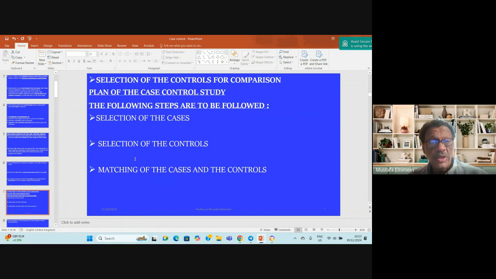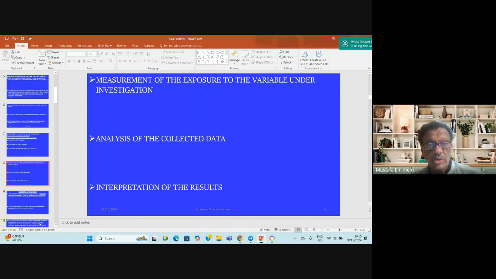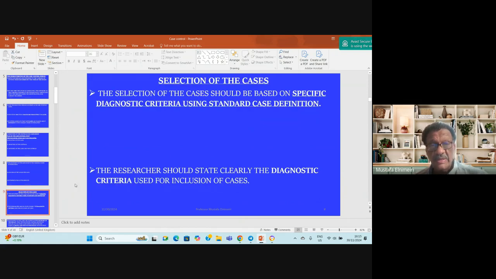Then comes selection of the controls for comparison, and we have to follow important steps in the design, starting with the selection of the cases, then the selection of the controls, and matching of the cases and the controls. Then measurement of exposure to the variable under investigation, or the variable suspected to be etiologically associated with the disease, and analysis of the collected data to find what sort of association there is between the exposure to that variable and the outcome or the disease, and finally interpretation of the results.